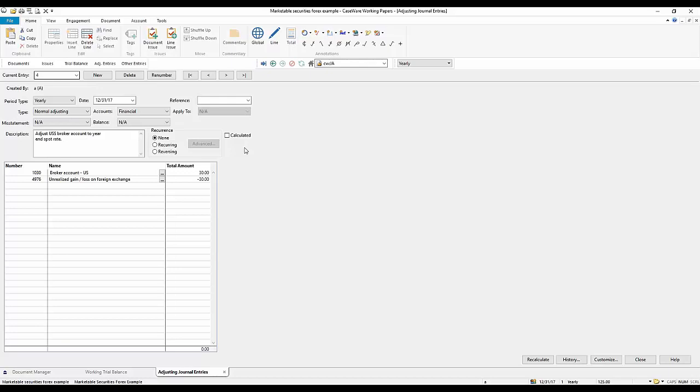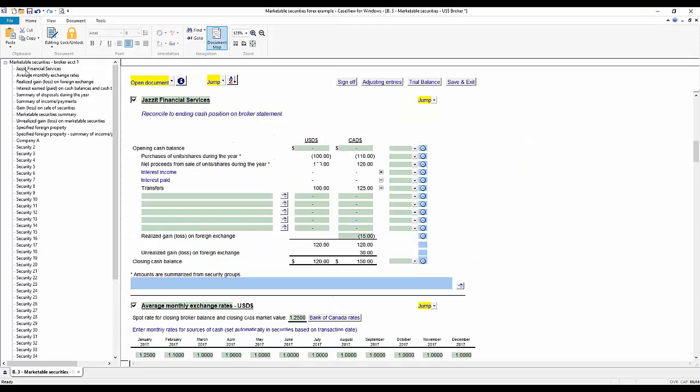And if I take this 150 and subtract it from the 120 US, this gives me an unrealized gain on Forex of $30. If I go back to my broker summary, you'll see at the bottom of the table I have an unrealized gain at year end of $30, which is the difference between the 150 Canadian at year end and the 120 US at year end at a rate of 1.25.